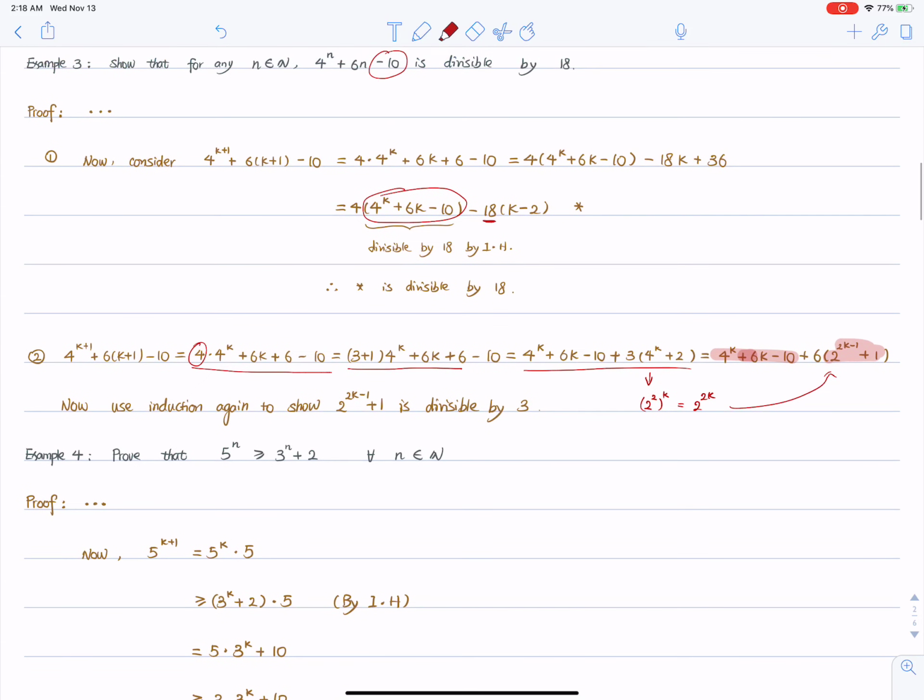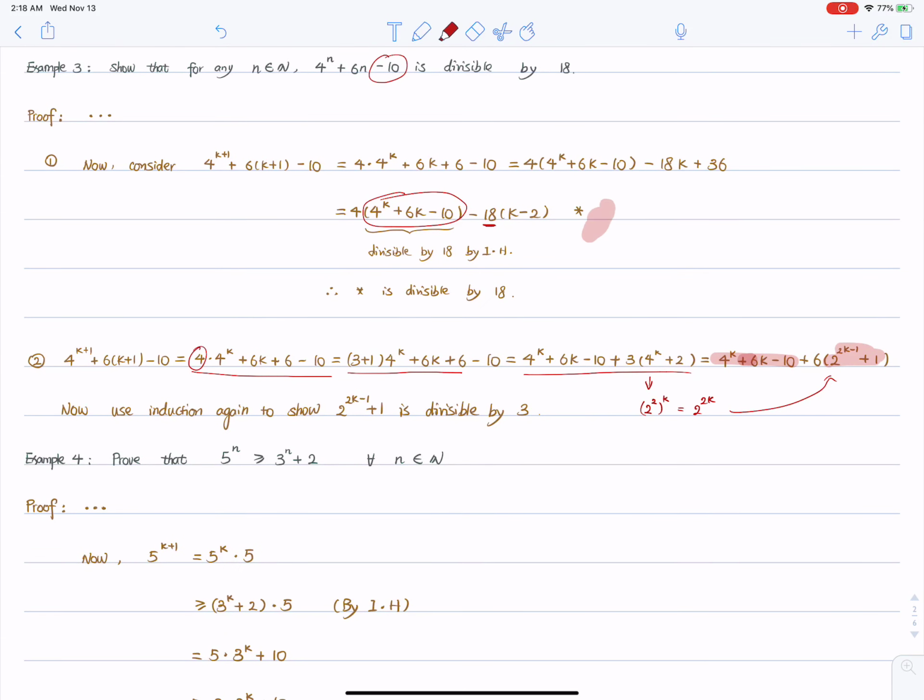But you can see this way is much shorter. But sometimes when you get stuck, you need to use induction again. Go ahead, use it. It's okay. Okay.